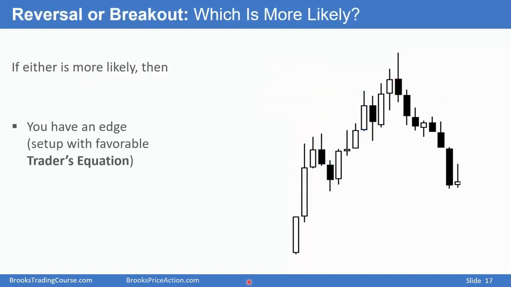Traders are constantly trying to determine whether a breakout will succeed or reverse. Because if you can create a trade with a mathematical advantage, you can create a trade with a favorable trader's equation. You have an edge.